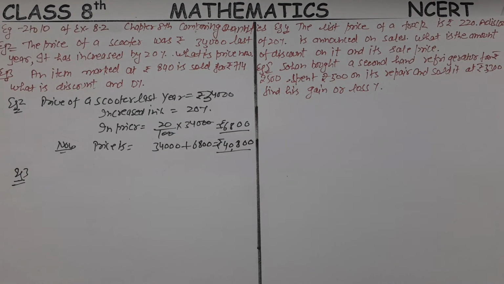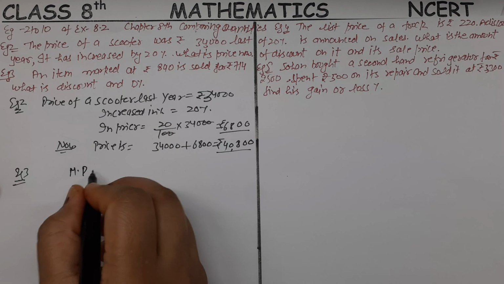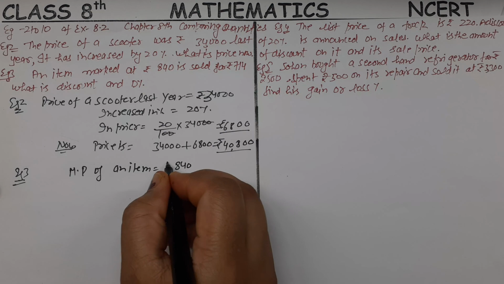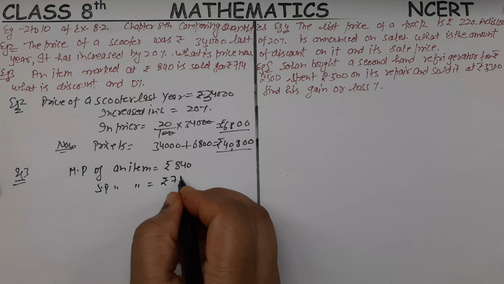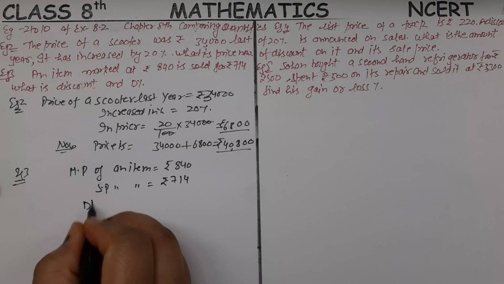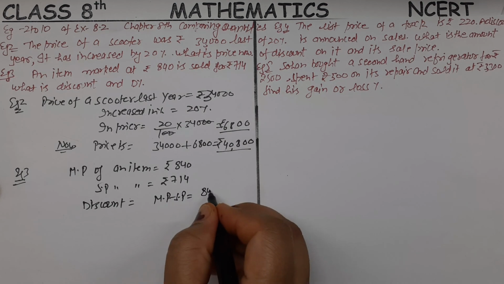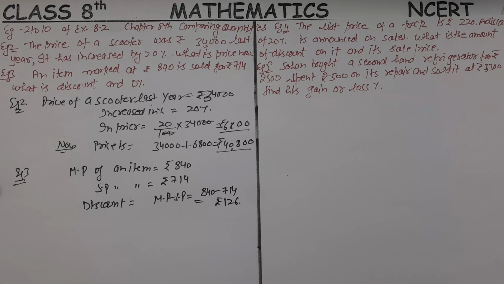Example number 3. An item marked at rupees 840 is sold for rupees 714. What is the discount and discount percent? Mark price of an item is rupees 840. Selling price is 714. Discount is MP minus SP. We have rupees 126.